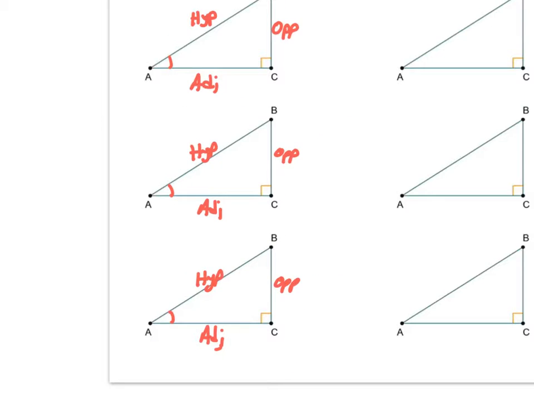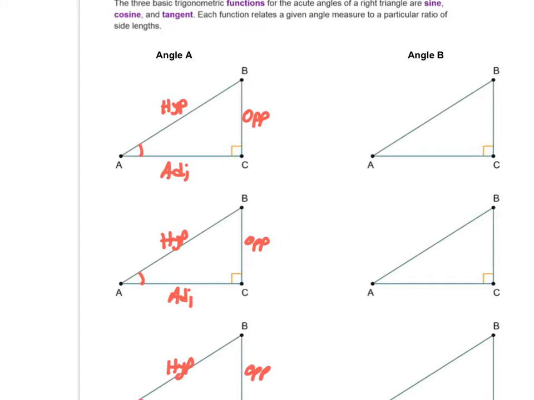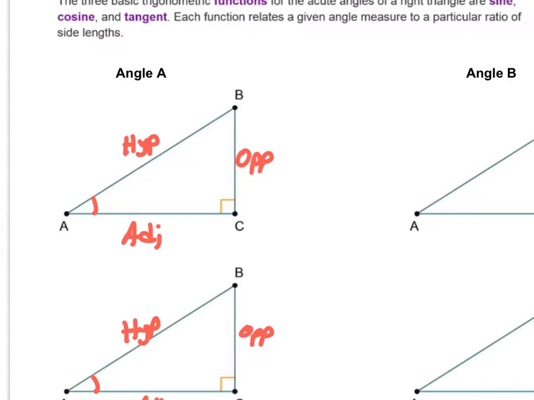Now I'm going to show you how we write trig functions for each of these. Let's first start off with sine. If I take sine of angle A, let me write that right here: sin A gives me my opposite side divided by my hypotenuse. So I take this length and divide it by that length, and that is equal to sine of A. It's just a ratio of side lengths.